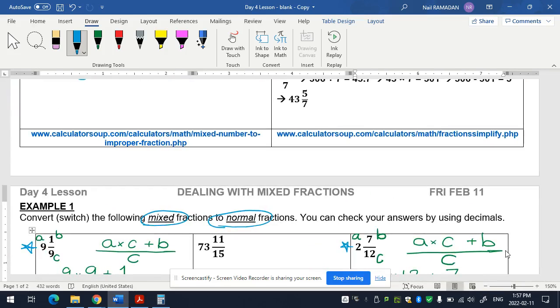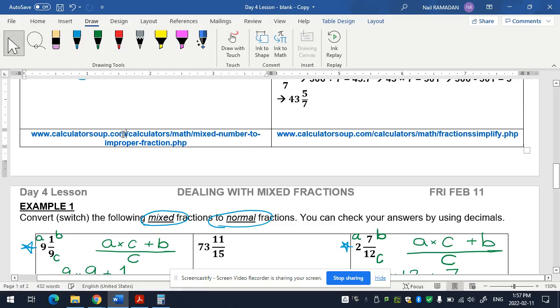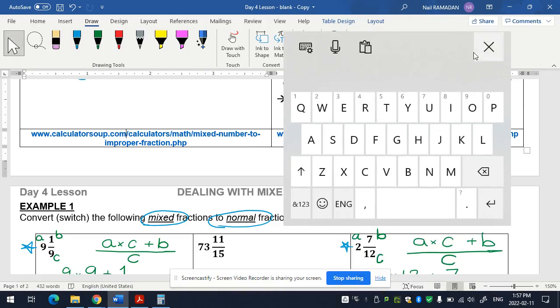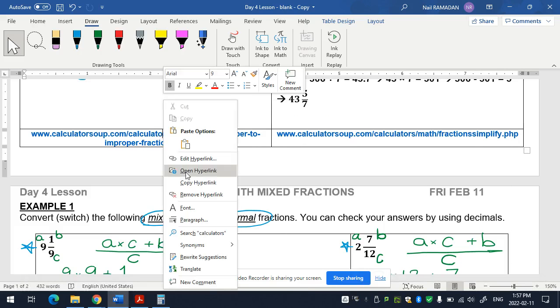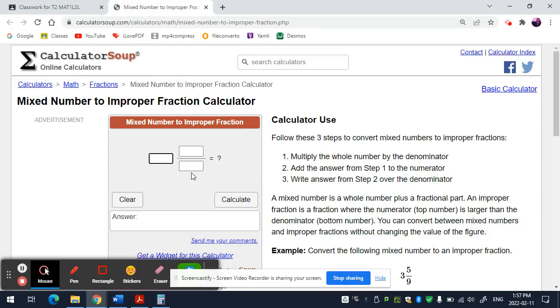Everyone, look. As is my habit, I'm always giving you websites to use. So let's go to this website. How do you click? Open link. All right.